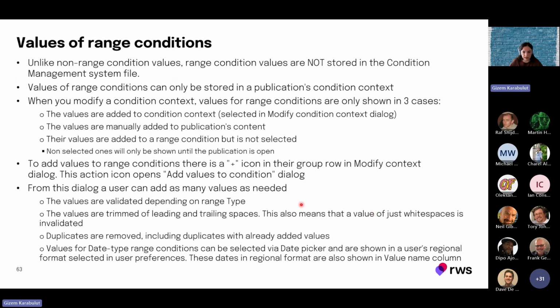We add a plus icon next to the conditions that opens another window so that the user can manually type the range condition value in that dialog. In that dialog, the values are validated depending on the range type, and the values are trimmed of leading and trailing spaces. Duplicates are removed, and the values for date type range conditions can be selected via the date picker.